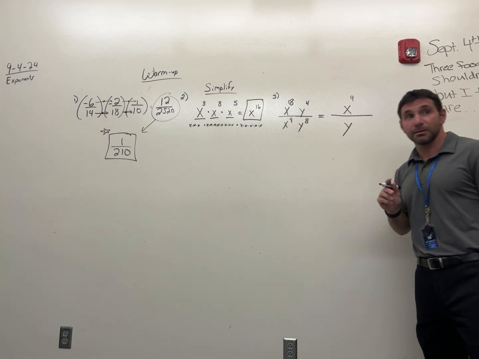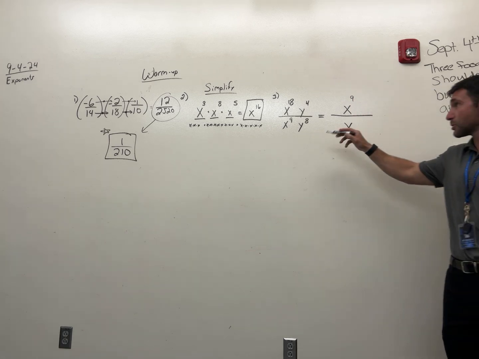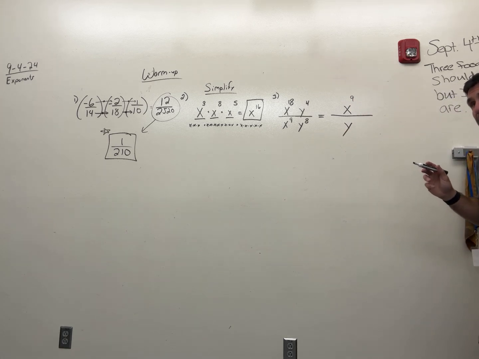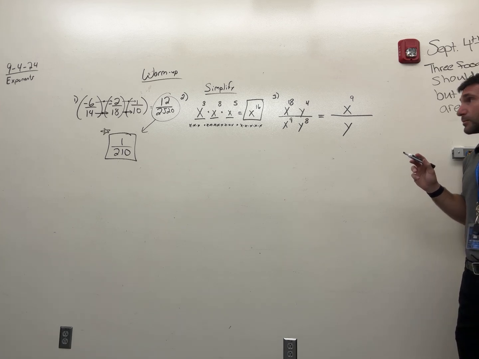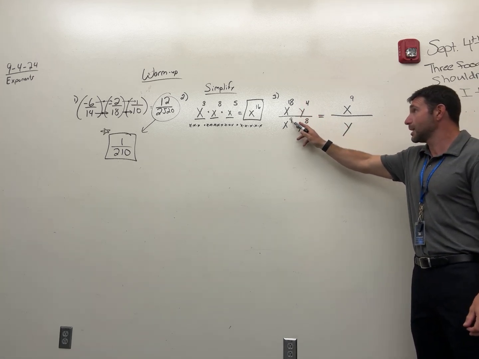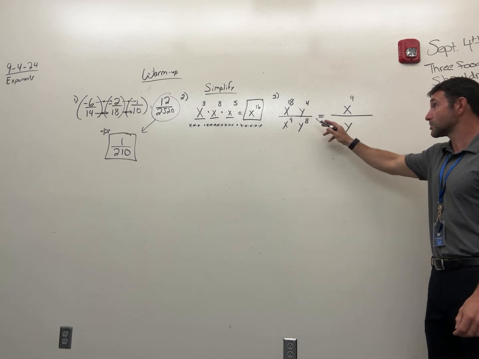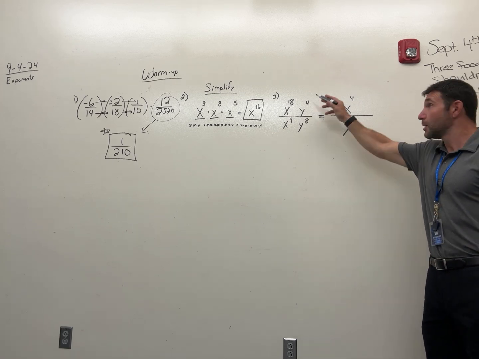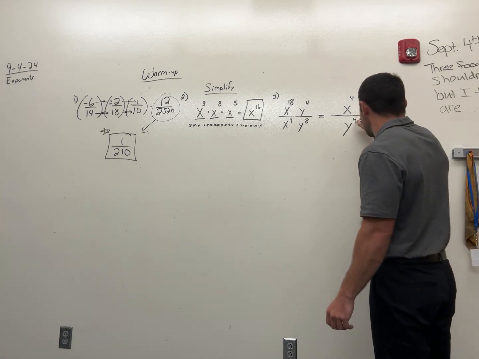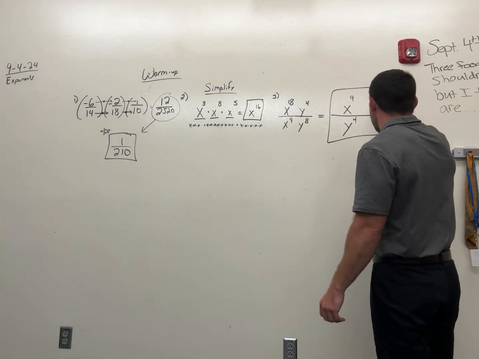What do we subtract? Somebody else. Kendall, do you know what numbers we're going to subtract for the y? 9 minus 8. Not 9 and 8, so those were the x's. What are we going to do for the y's? 4. Yeah, so we're going to take the bigger number, 8, minus 4, and that gives me y to the 4th. Okay?